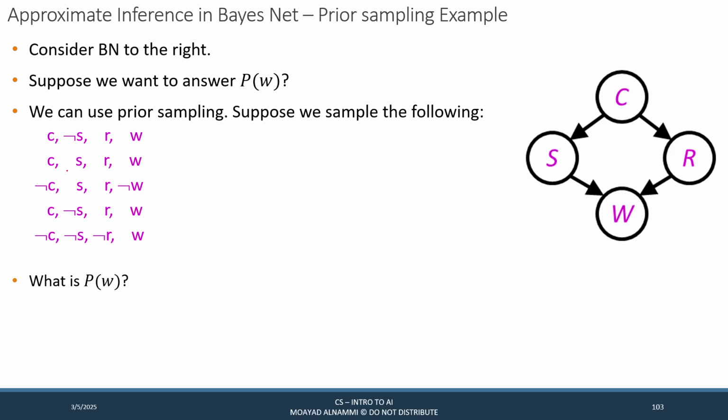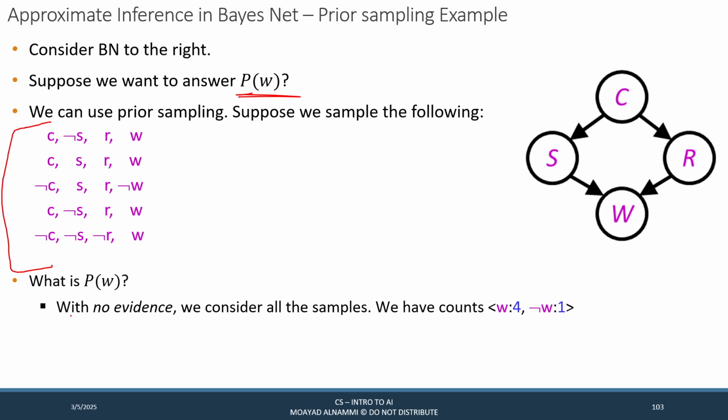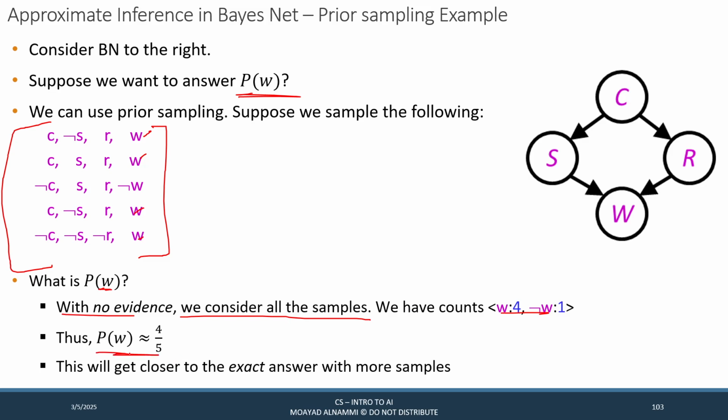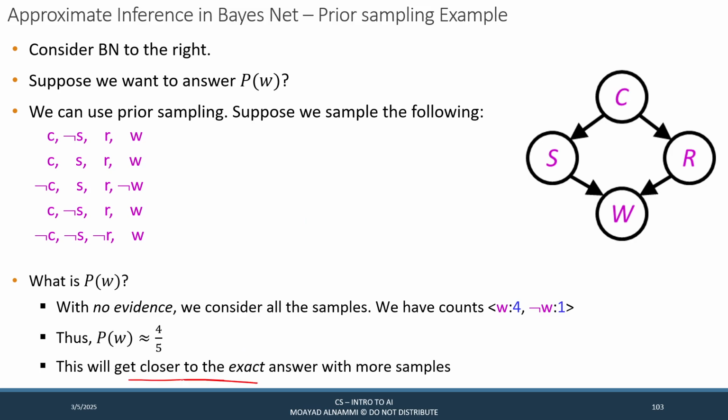Here's another example. I still have my 5 samples here. What is the probability of W? Very simply, this has no evidence, so I'm going to consider all the samples. So here I have 5 examples. How many of these samples are consistent with W? I have 1, 2, 3, 4. So 4 out of 5, right? And so the approximation is 4 out of 5. And this will get closer to the exact answer the more samples I have.